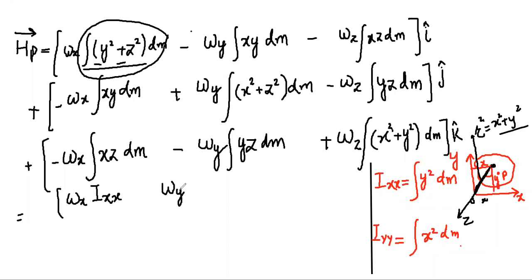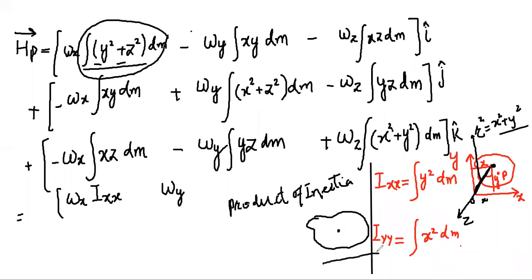Now, as far as the second term is concerned, this integral xy, we are familiar with these terms, integral xy, when we were talking about the product of inertia. We are familiar with these terms in the earlier chapters. The product of inertia of a rigid body, the product of inertia of an area. If we have an area, then the product of inertia about xy system is defined as integral of xy dl. This represents the product of inertia. We represent this as Ixy.